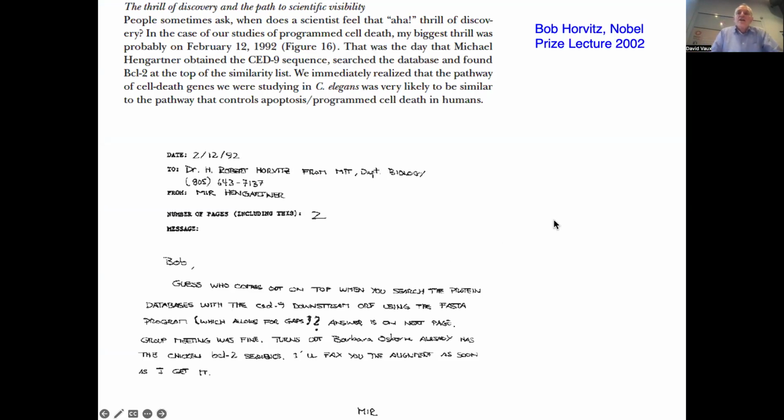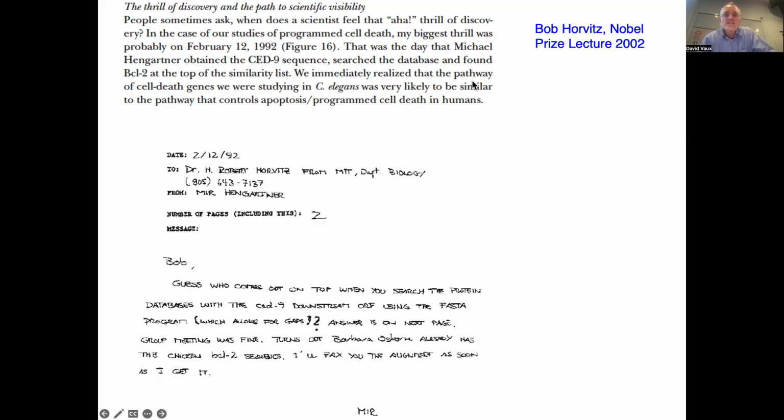So these are some quotes from Bob Horvitz's Nobel Prize lecture that he gave in 2002. He says, the thrill of discovery in the path to scientific visibility. People sometimes ask, when does a scientist feel that aha thrill of discovery? In the case of our studies of programmed cell death, my biggest thrill was probably on February the 12th, 1992. That was the day Michael Hengartner obtained the sequence for another one of these CED mutants, CED-9, and found that the most similar gene at the top of the list was human BCL2.